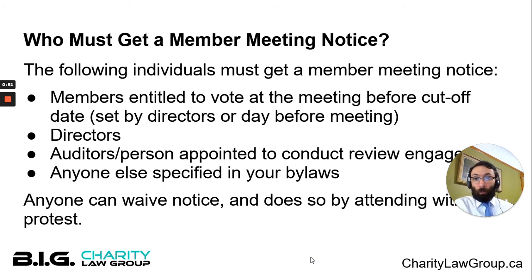So to get started, who must get a member meeting notice? The following individuals must get a member meeting notice. Number 1, members entitled to vote at the meeting before the cutoff date. So these are your voting members, but you can set a date in your bylaws that basically says the members need to have registered by such and such a date in order to get a notice for the upcoming member meeting.